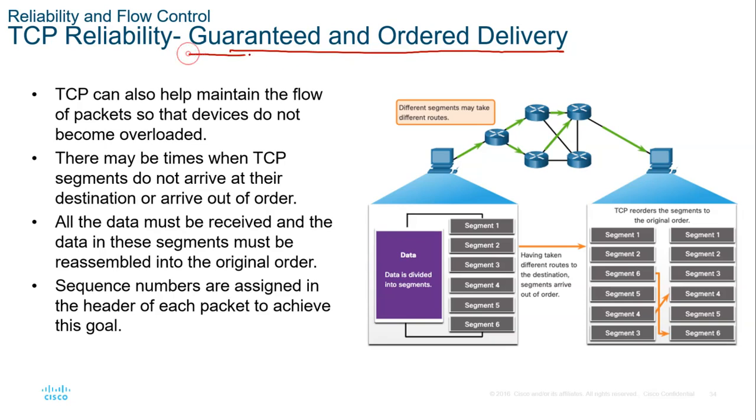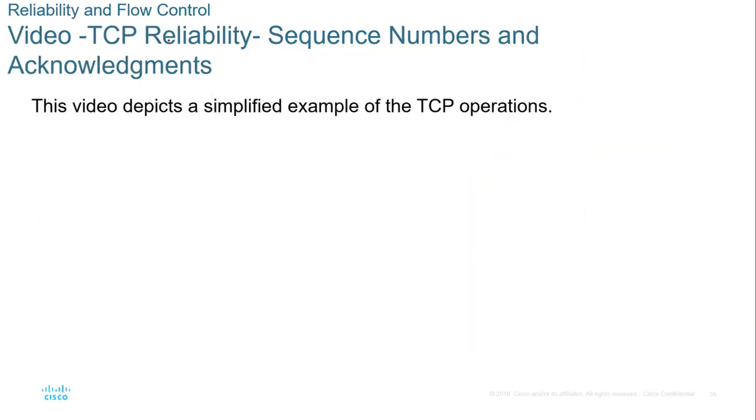Guaranteed and orderly delivery means that, for example, if data is divided into 6 pieces, all 6 have to be received at the destination, and at the same time they have to be ordered. Because there are multiple different routes, there is a possibility that by the time the destination receives them, they will be out of order. That's the reason you're seeing these arrows. Still, they have to be ordered so that they look uniform the way they were sent. Then here there is a video about sequence number and acknowledgement.